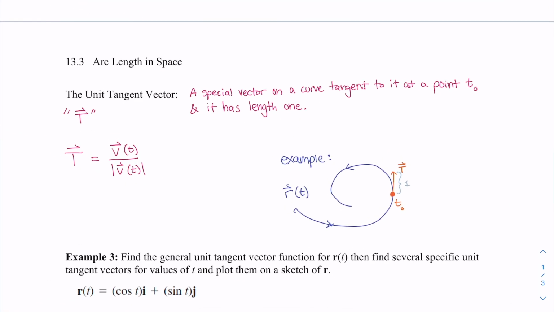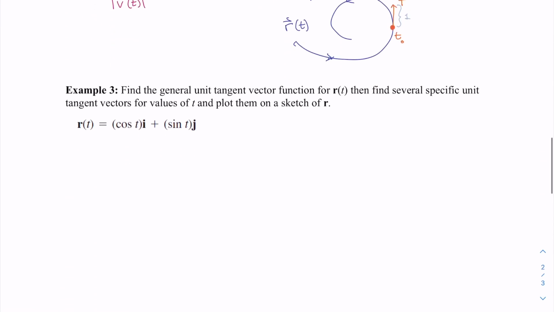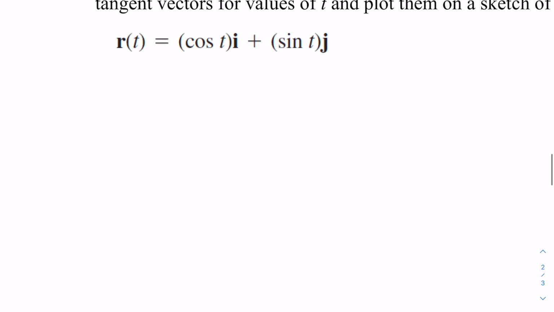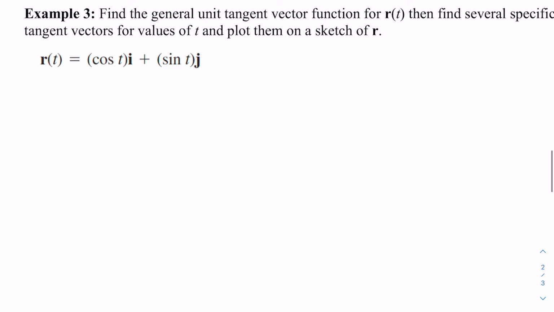So let's look at example 3. It's asking us to find the general unit tangent vector function for this curve, and then find several specific unit tangent vectors for different values of t, and sketch them on a plot of the curve. Just immediately looking at this curve, this should be one you recognize. This is why I covered it 2 sections ago, curves you should be familiar with. This curve is that unit circle curve, where it starts at the point 1, 0, and it traces out the unit circle going counterclockwise.